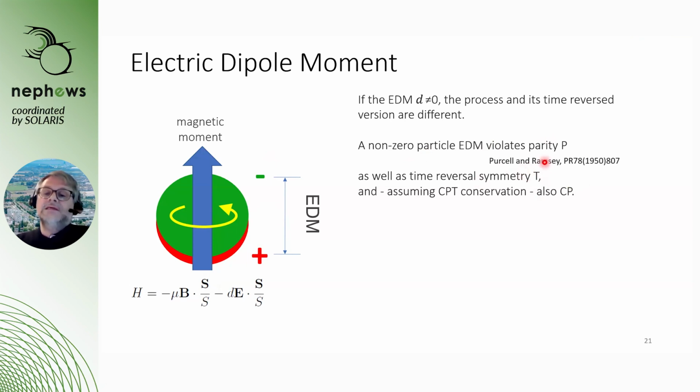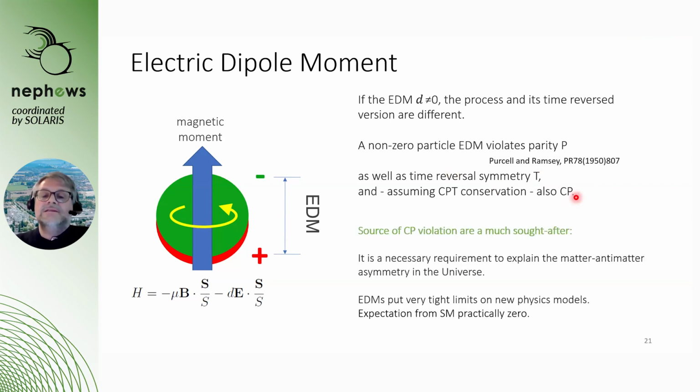But since it's violating time reversal, by assuming CPT, meaning charge conjugation, parity and time reversal conservation, it violates CP. And CP violating searches are all over the place. They're very heavily sought after, in the sense that, as earlier alluded to, we don't understand why there's this amount of matter-antimatter asymmetry in the universe. And the reason being that there's too little CP violation in the standard model. And if you turn that argument around, the very tight limits on EDMs put very, very stringent limits on any new physics model a theorist might come up with, because the standard model expectation is practically zero.